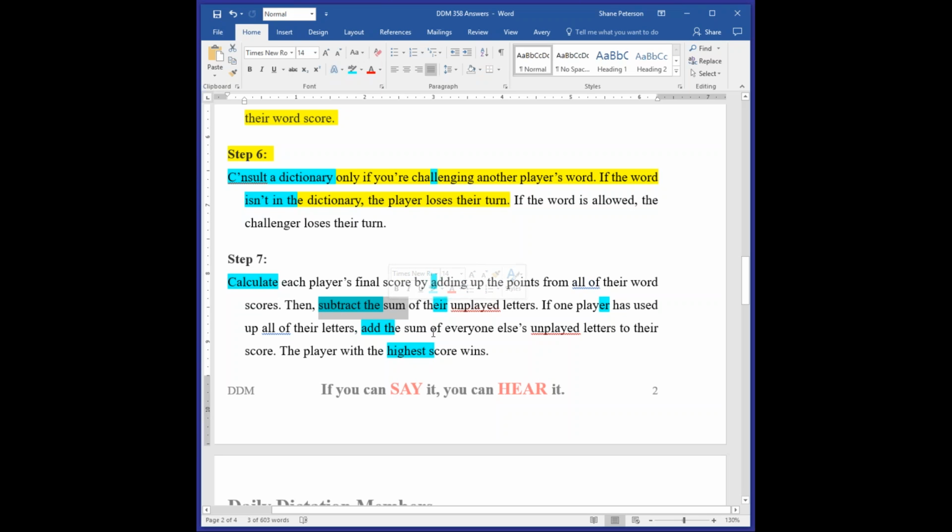Subtract the sum. Good. One more time. Subtract the sum of their player. Good. Again. Of their player. Again. Add the sum. Perfect. Highest score.